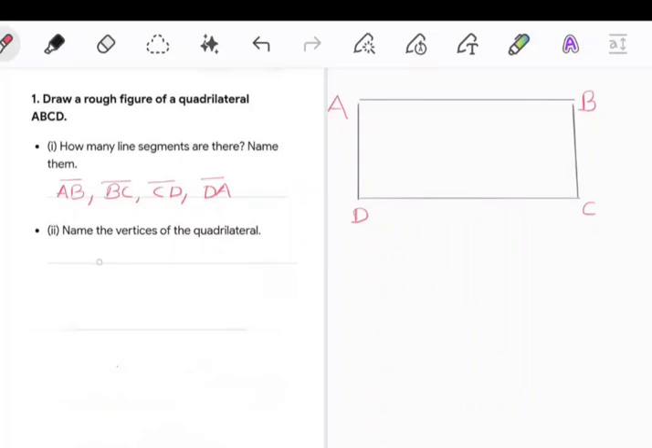Clear? Next question. Name the vertices of the quadrilateral. Vertices means corners. These are the corner points where the segments meet. Here, this is one corner: A, B, C, and D. So we can write, vertices are A, B, C, and D. Okay? Clear?